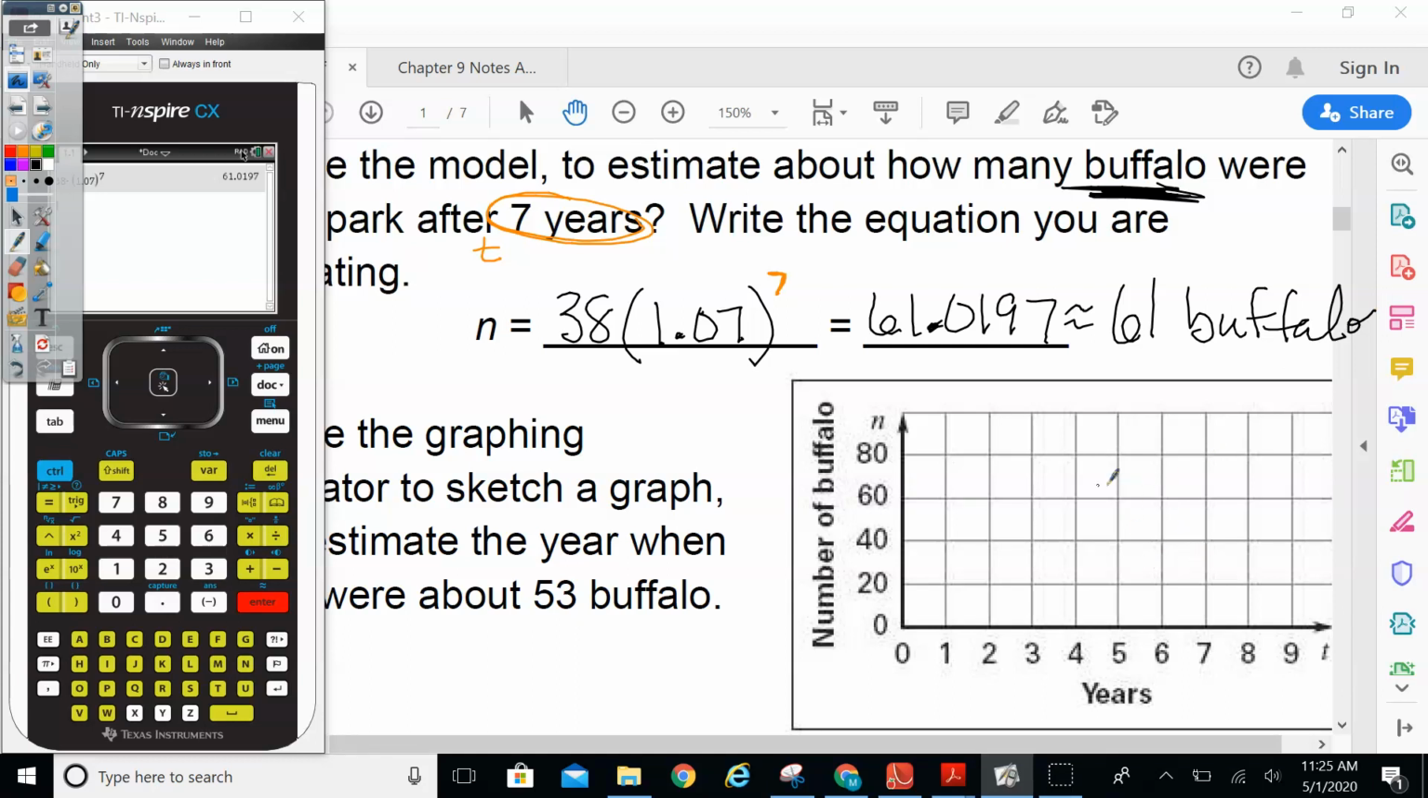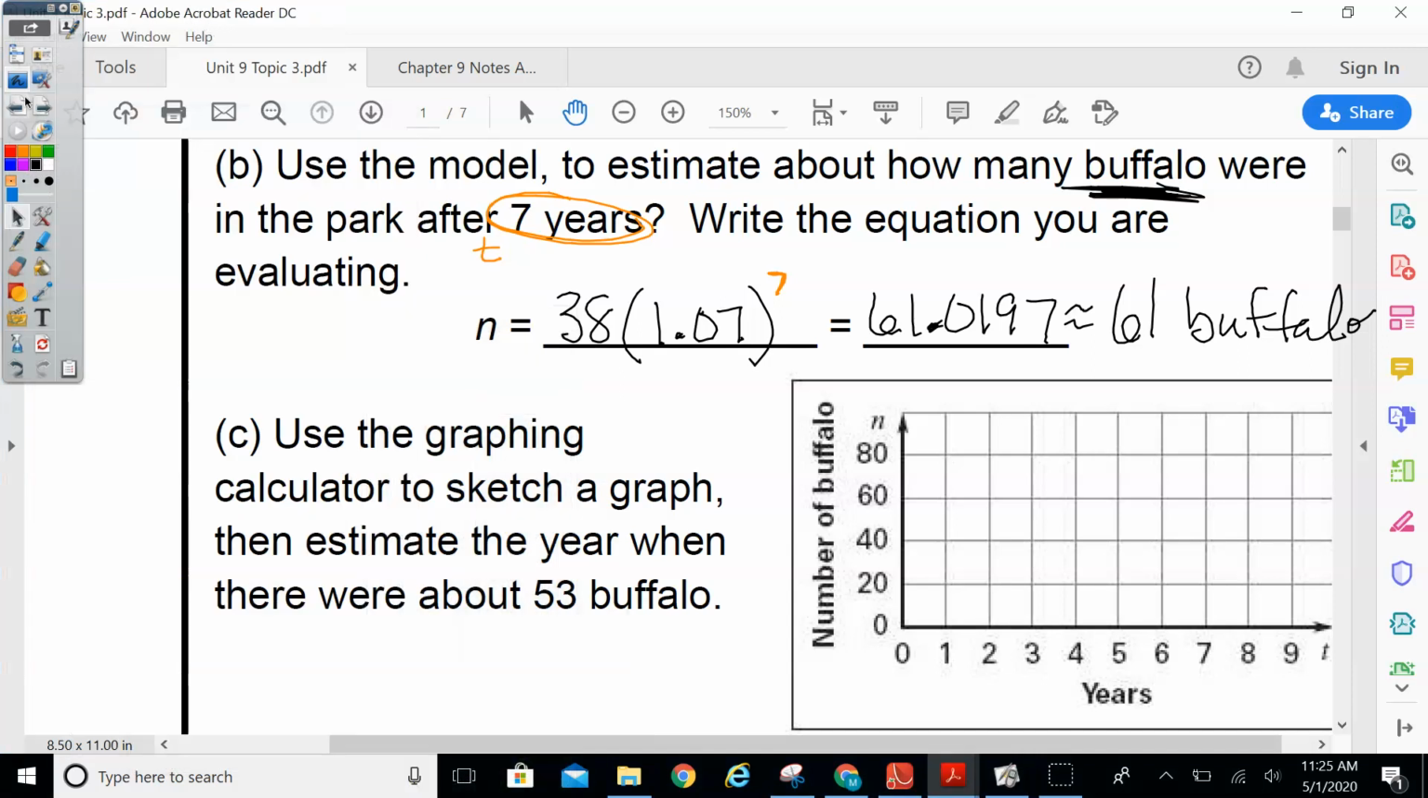Okay, and then for this one, we need to graph it. Let's see how this one's different in the equation. We're going to need the graphing calculator to graph it. Okay, so it says estimate the year. So I'm looking for t. So this is my t. I want to know what is t when there were 53 buffalo. So the 53 here is giving me the n. So the n is 53.